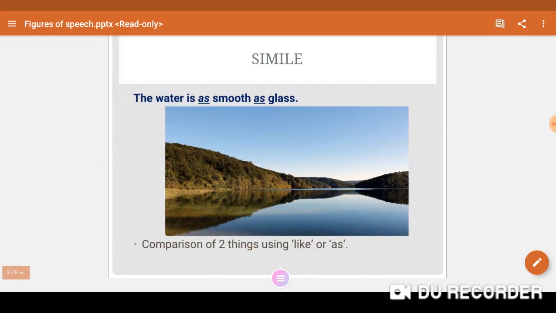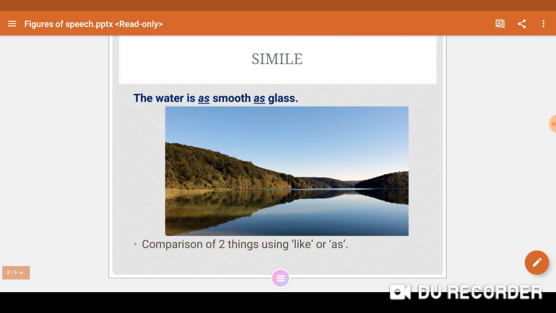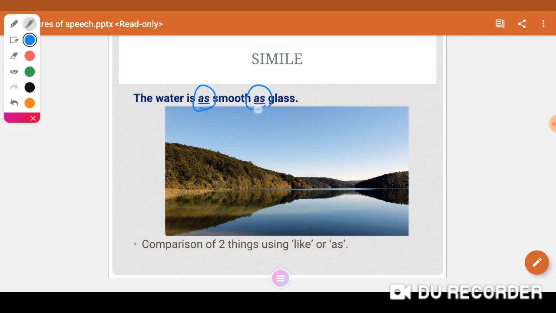Simile. An example of a simile is: the water is as smooth as glass. Here, if you notice, I used as. It's a comparison of two things using like or as. Again, it's a comparison of two things using like or as. It could be the water is like a smooth glass. So that is a simile.